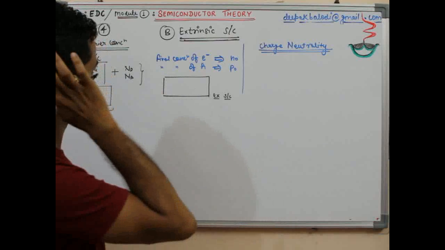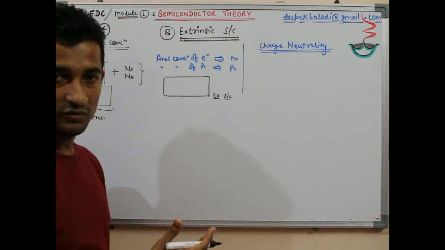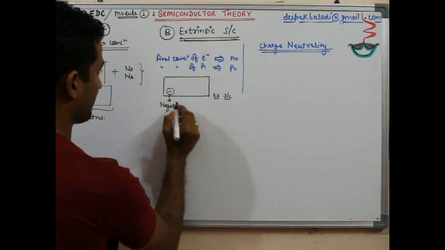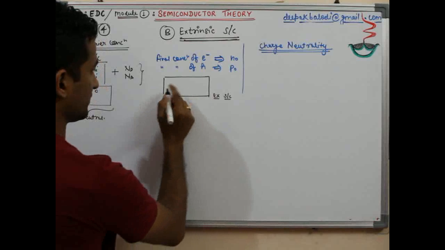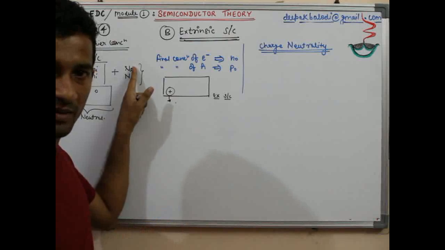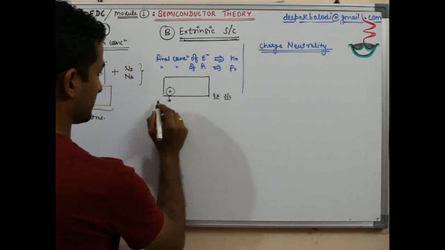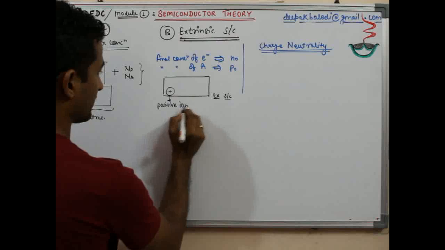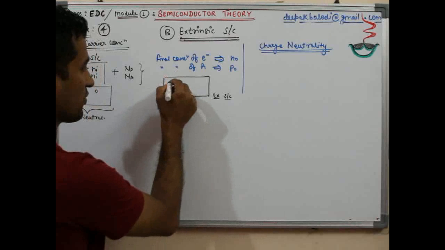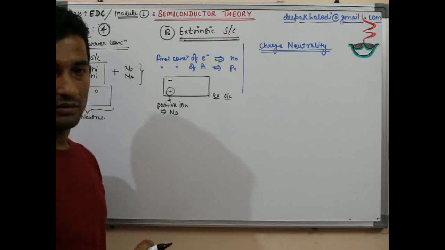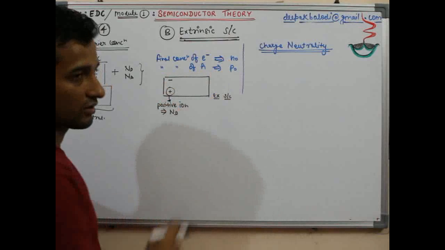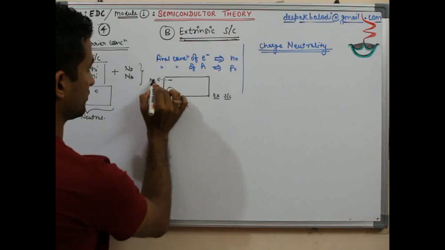If it is Nd, all the Nd atoms are donating their electrons, so there are Nd number of positive ions, because one atom of pentavalent impurity will donate one electron, and what remains is a positively charged ion, with concentration Nd. Each of these has provided one electron, and that electron concentration is what we finally assume as N naught, because we always assume that finally N naught is the only significant one.